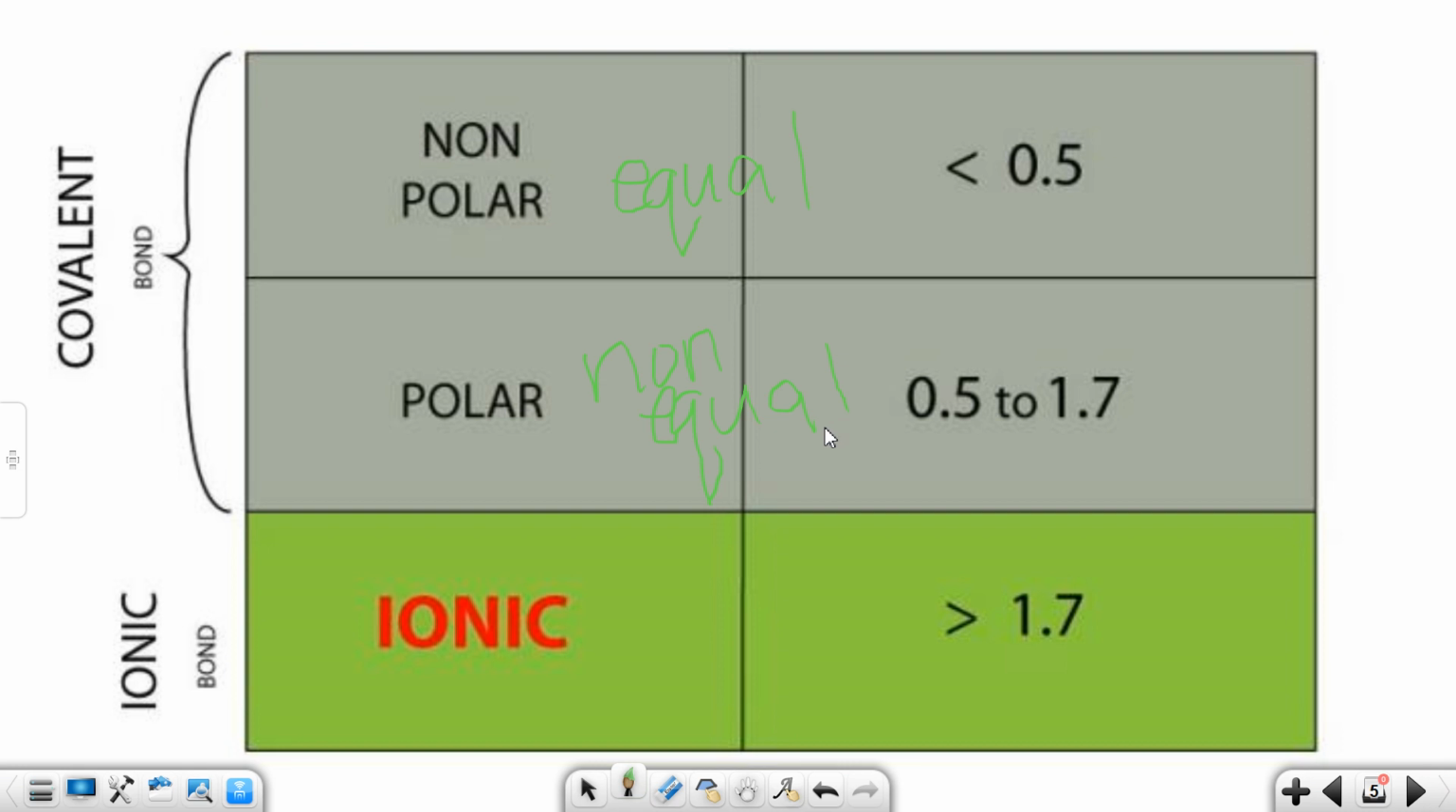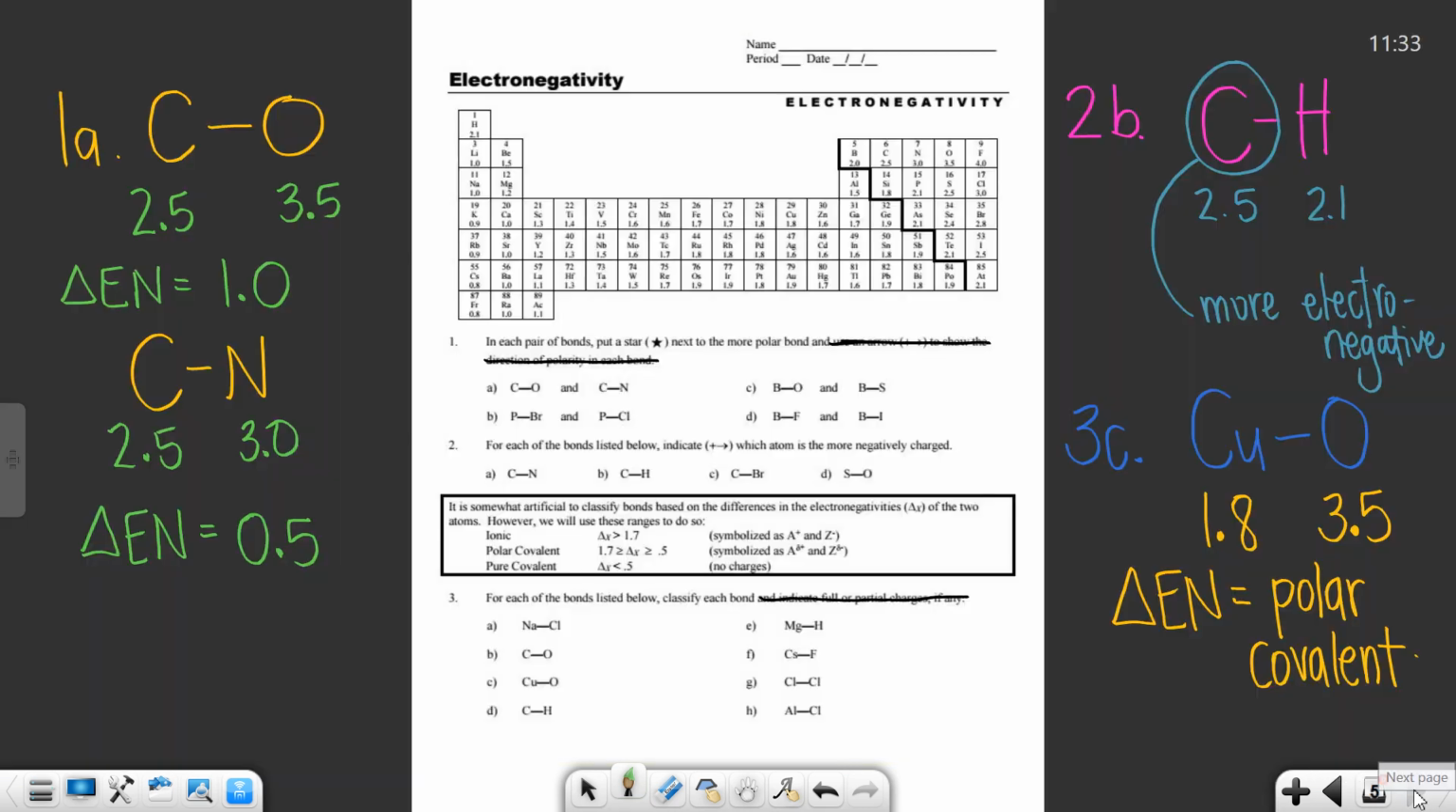Ionic is a complete transfer of electrons. Electrons will leave one element and go to the next in an ionic bond. So ionic is like the stronger side grabs the rope and just slings the other side over to where they are. Excuse me. All right, so that 2.5 that we got for calcium oxide, where does it fall? Is it non-polar, polar, or ionic? If you said ionic, you are correct.